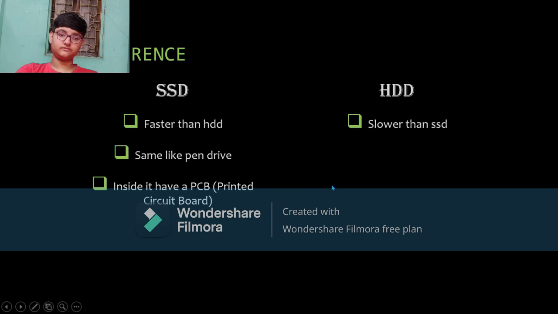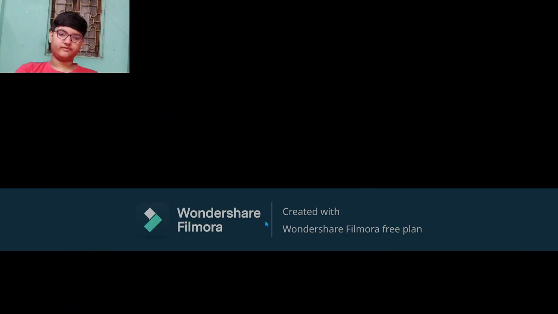It is slower than an SSD, solid state drive. It is much slower because, as I told, the disk needs to rotate, and how fast it rotates decides the speed. It is the same as a CD, and inside an HDD there is a disk like a CD. So now we have completed the difference between a hard disk and an SSD. Now let us know why nowadays this kind of hard disk and SSD are used.